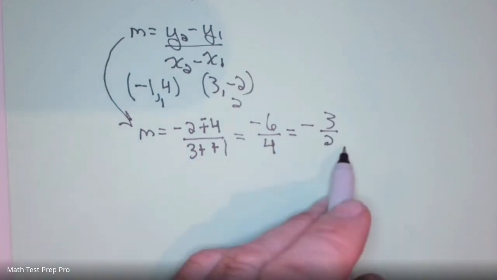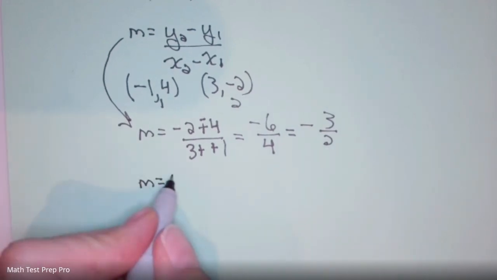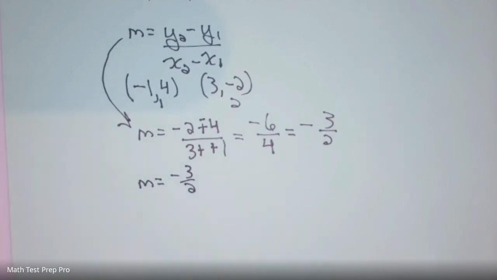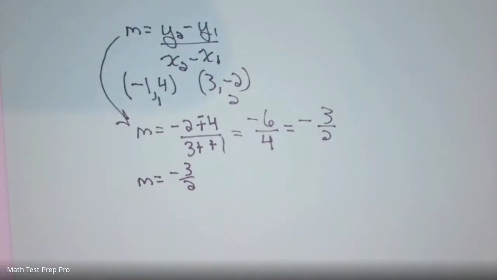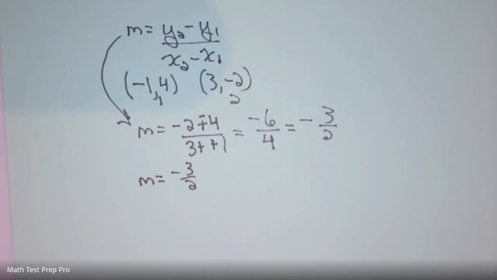Now I'm going to leave it in this form right here. I know it's an improper fraction, but when you go to graph it, it's a lot easier to graph a line using the fraction form. So m equals negative 3 over 2. That's going to be the slope. Negative 3 halves is the slope of the line that goes through those 2 points. Okay, let's keep chugging.